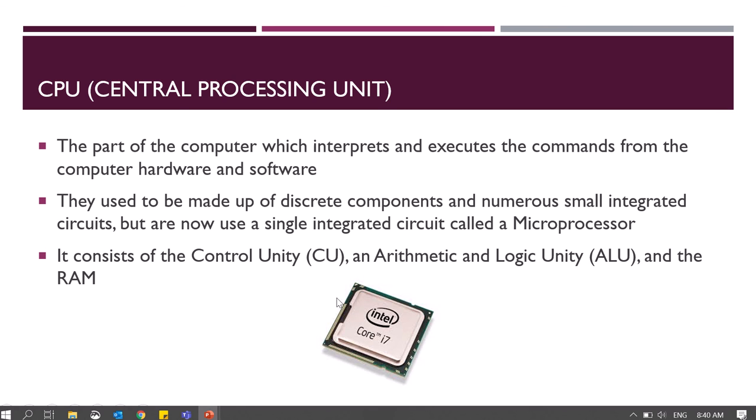Even though it is a very integral part of your computer system, by size it can be as small as your thumb. The part of the computer which interprets and executes the commands from the hardware and software is called the CPU. It is the main central processing unit. It is made of multiple components and small integrated circuits which are now integrated into a single component called the microprocessor. It has three parts: the CU, the control unit, the ALU, which is the arithmetic and logic unit, and the RAM, which is the random access memory.